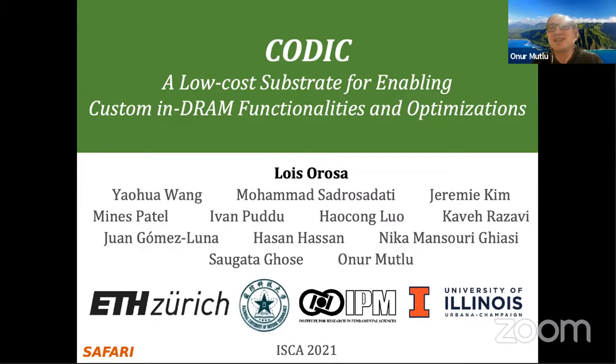And now we're going to switch some gears, and Lois, who is a postdoc senior researcher in my group, is going to present, well, whatever you see in the title, CODIC, a low-cost substrate for enabling custom in-DRAM functionalities and optimizations. We talked a lot about DRAM in the lectures. So if you remember, we looked at a lot of optimizations in DRAM, latency optimizations, and also some security optimizations that we didn't really go into a lot of detail. But Lois is going to describe a new substrate that at low cost enables control of internal DRAM timings so that you can actually achieve multiple different types of functionalities. For example, a better latency control, lower latencies, as well as some hardware security functionalities like physical unclonable functions. And he's going to motivate those as well.